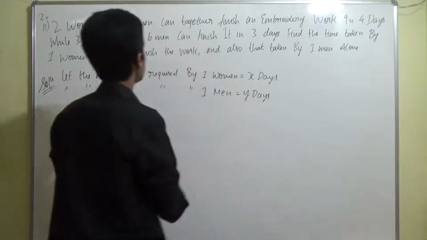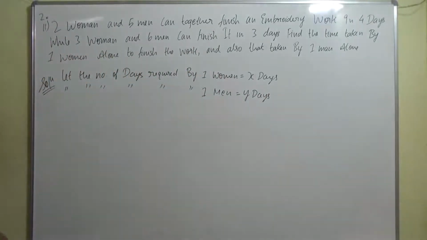Now after this, let's start formulating, guys. So now they're telling 2 women and 5 men can do a work. Okay, so guys, now we'll do one thing.